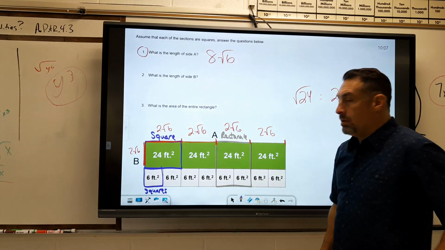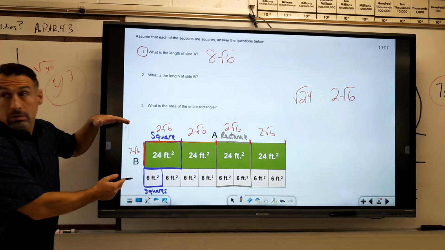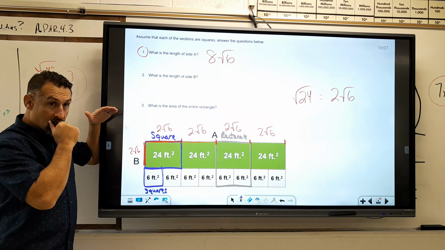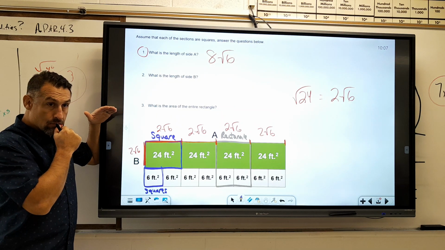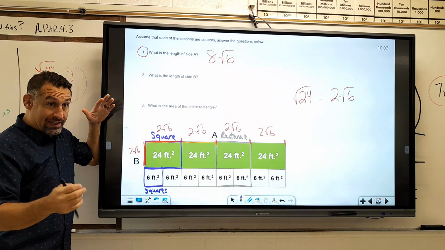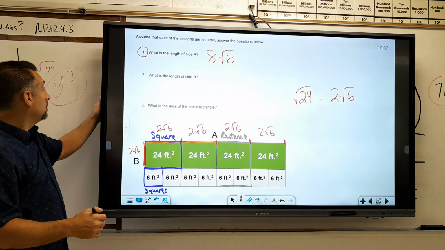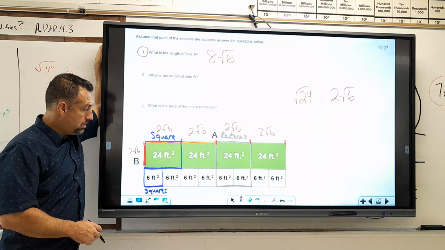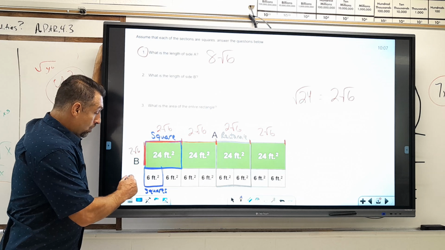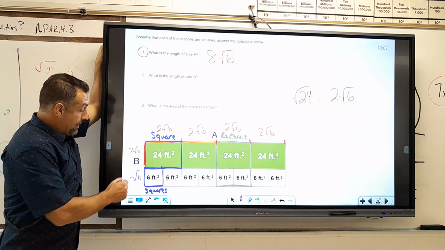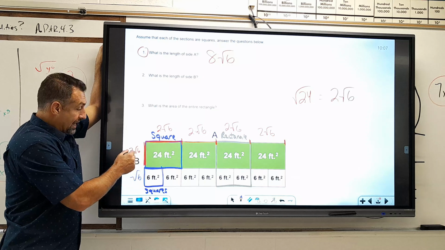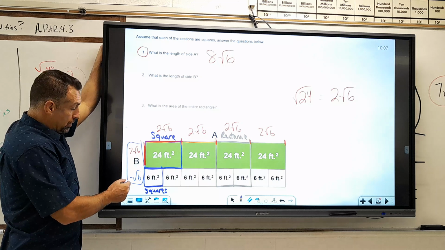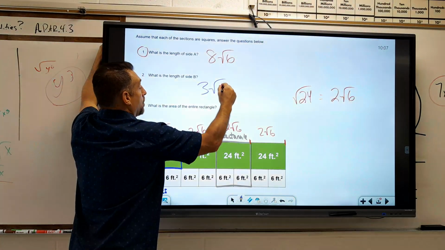But what about side B? We know this part. But what about this? Height of side B would be 3 square root 6. That's true. How'd you get that? By adding the square root of 24 and the square root of 6. Okay, right. You found that this was the square root of 6 right there. And then we already know square root of 24 is that side. So these together make side B. So side B is 2 root 6 plus 1 root 6, or 3 square root 6.